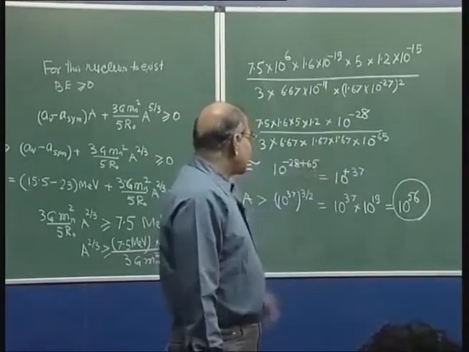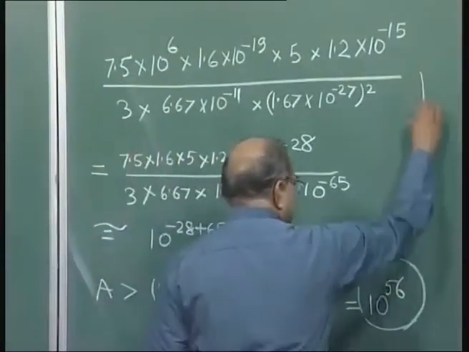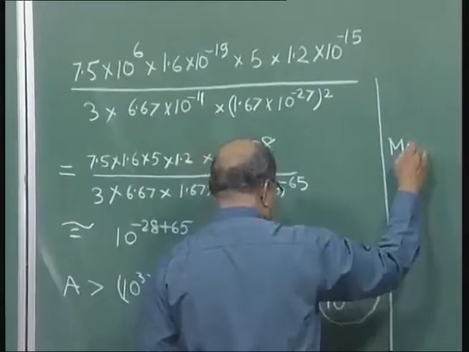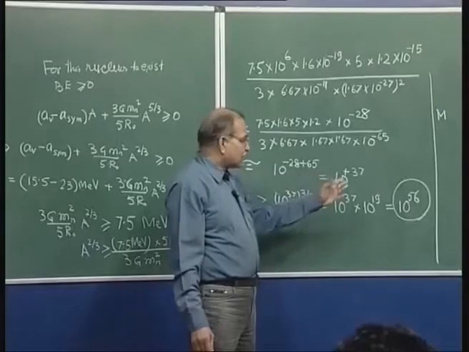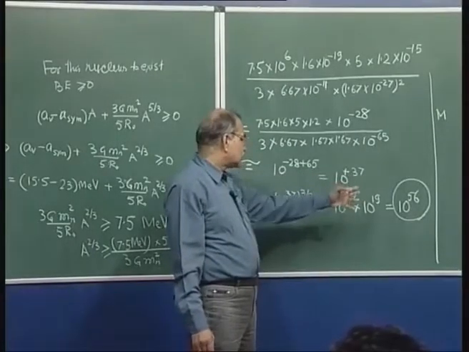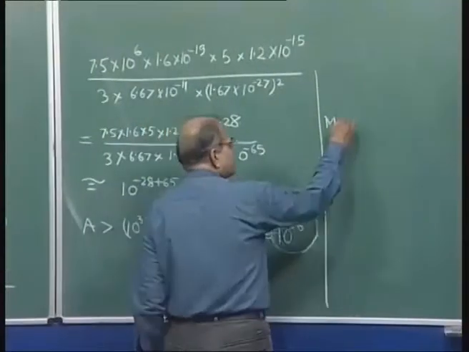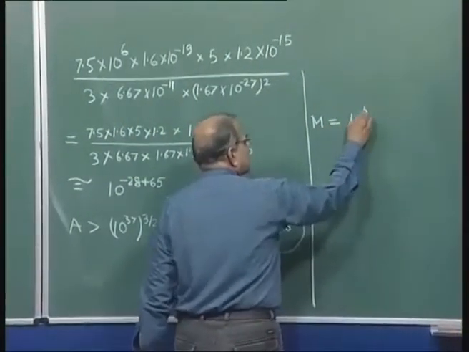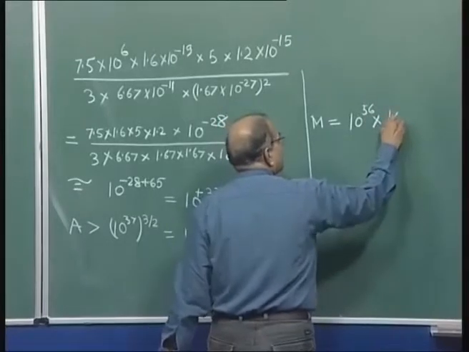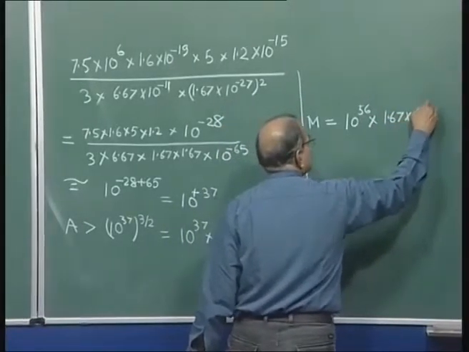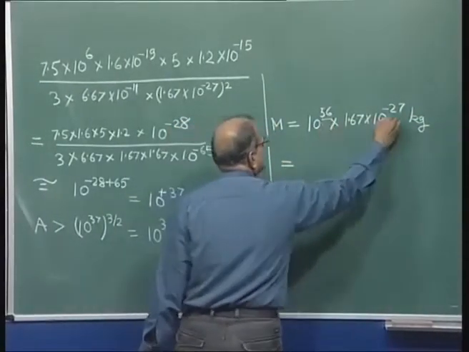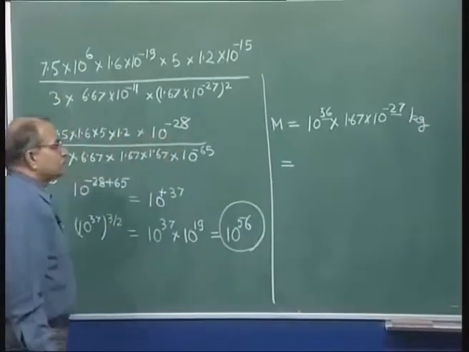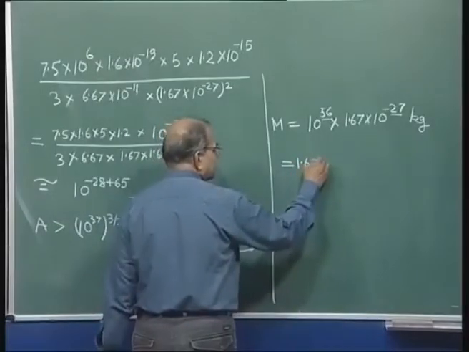Now, let us see in terms of mass, kilograms, how much it is. Mass for this number, it should be greater than this, right, A should be greater than this. If this is the number of nucleons, number of neutrons, what will be the mass? Mass will be equal to 10 to the power 56 times the mass of a neutron, kg. How much is this? 10 to the power 29, okay, 10 to the power 29.